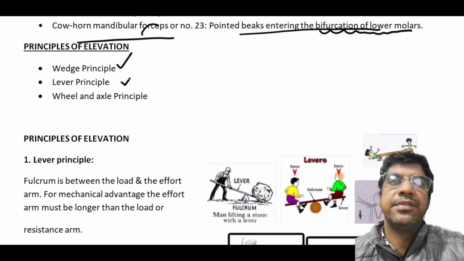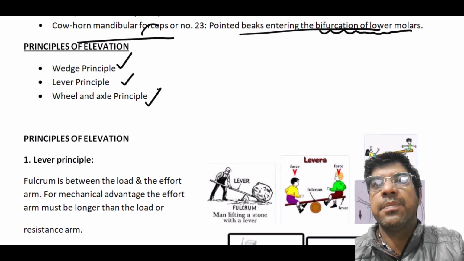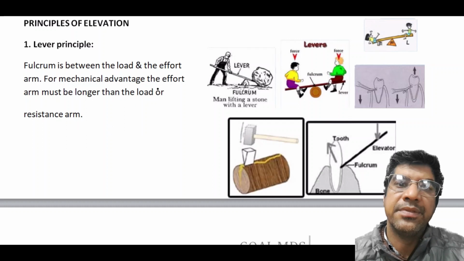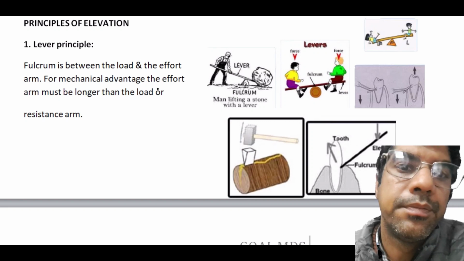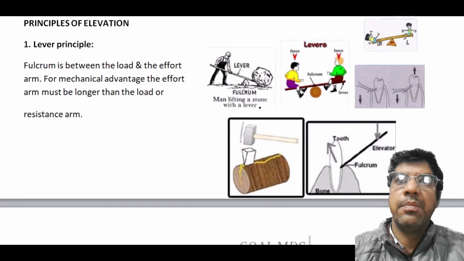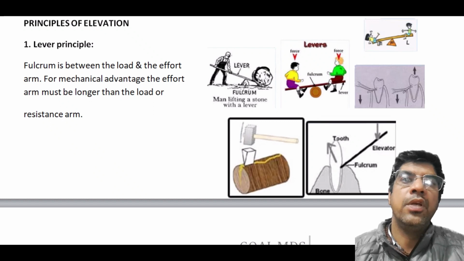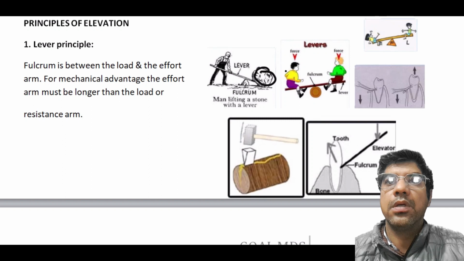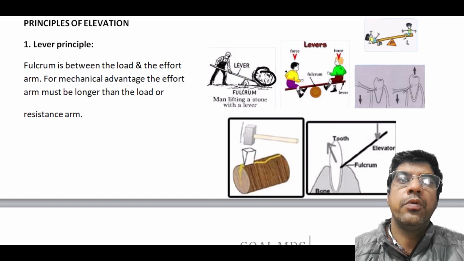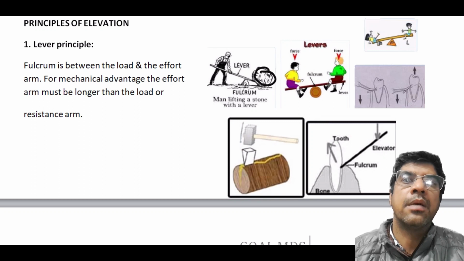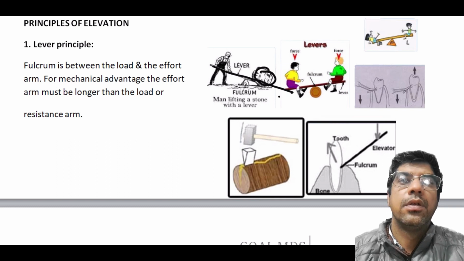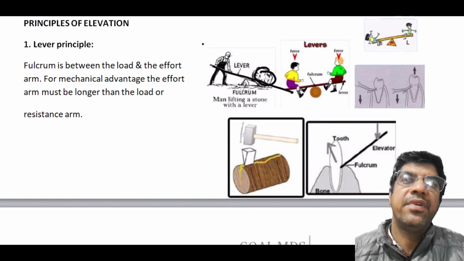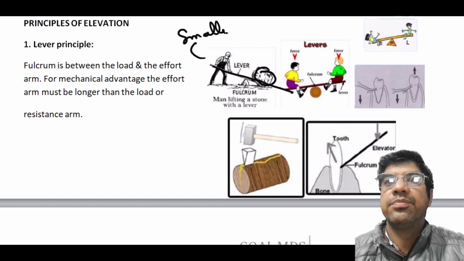There are three types of principles. One is the wedge principle, second is the lever principle, and third is the wheel and axle principle. So the first is the lever principle. Imagine you want to lift a heavy object like this big rock. You don't want to use all your strength to lift it directly. This is where the lever principle comes in. A lever is just like a seesaw, and it helps you to lift something heavy by applying a smaller force.